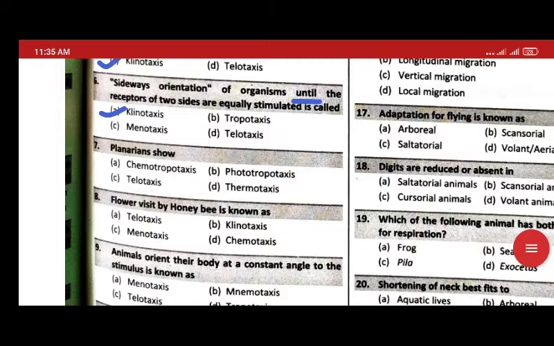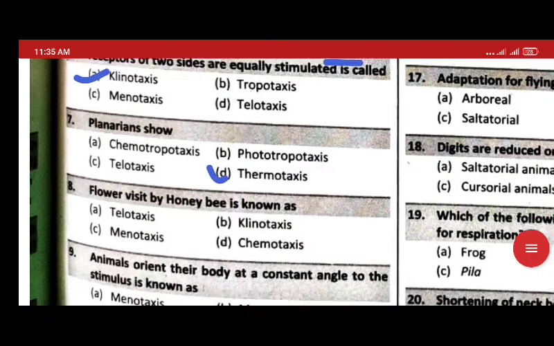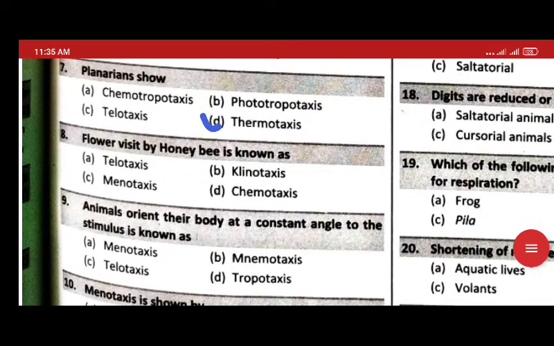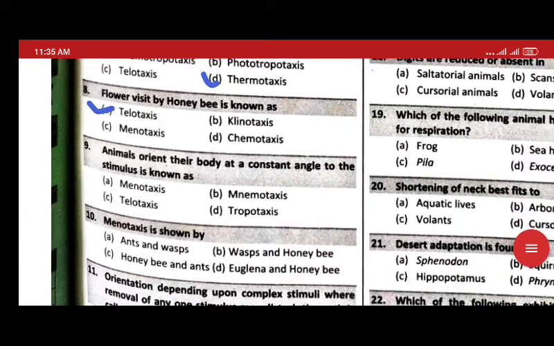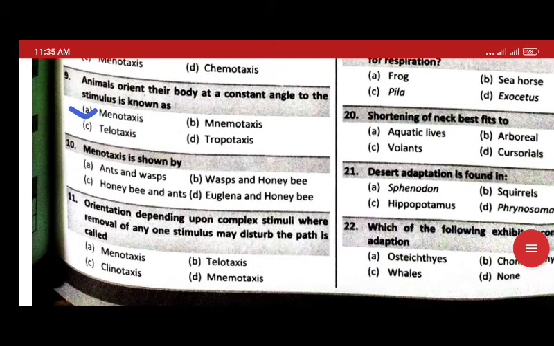Planaria, in Planaria we can find thermotaxis because it lives in water. Flower visit by honeybee, which we have all discussed, is called telotaxis. Animal oriented their body at a constant angle. So constant angle is for what? Menotaxis. So option A is right. Menotaxis is shown by what? Constant angle. So ant moves and honeybee also. So option C is right.